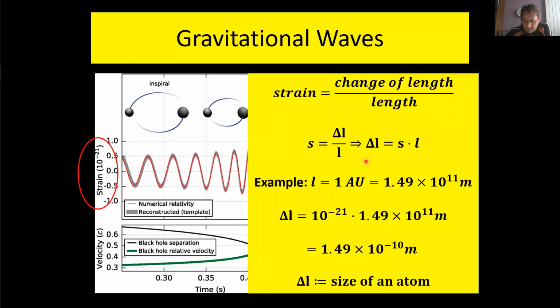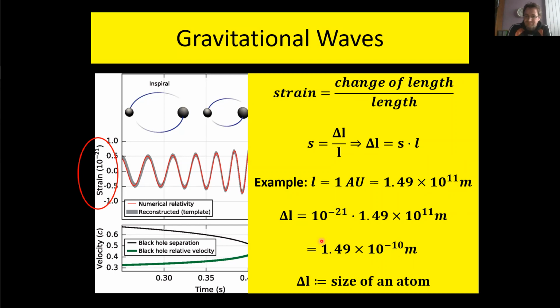So, and now we can look a bit more. What is plotted here is what is called the strain, something with 10 to the minus 21. Strain is defined as the change of length relative to the length, delta L over L. So the change is the strain times L. If we use for L an astronomical unit of 1.5 times 10 to the 11 meters, multiplied with 10 to the minus 21, we get about 1.5 times 10 to the minus 10 meters. This is about the size of an atom.